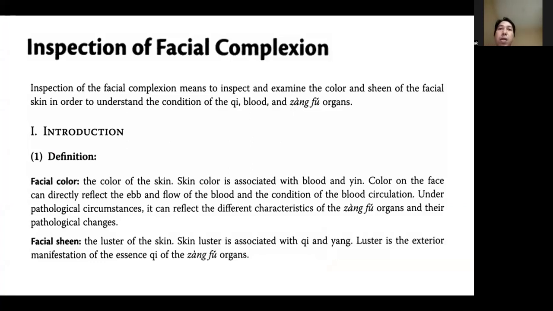Introduction. The facial color, the color of the skin. Skin color is associated with blood and yin. Color on the face can directly reflect the ebb and flow of the blood and the condition of the blood circulation. Under pathological circumstances, it can reflect the different characteristics of some organs and their pathological changes. And facial sheen, the luster of the skin, is associated with qi and yang. Luster is the exterior manifestation of the essence qi of the organs.